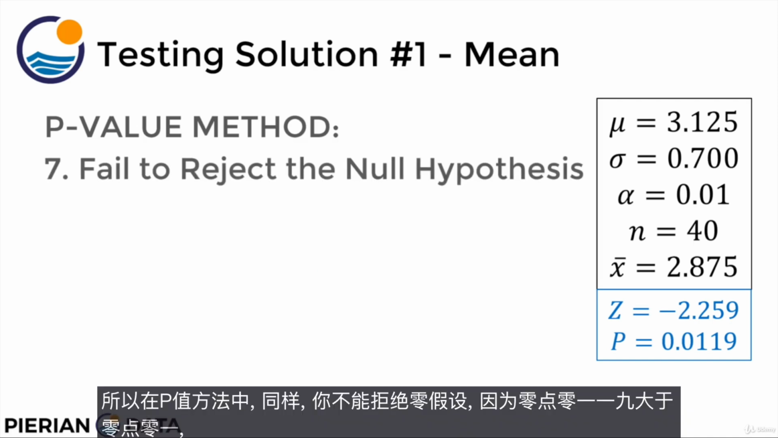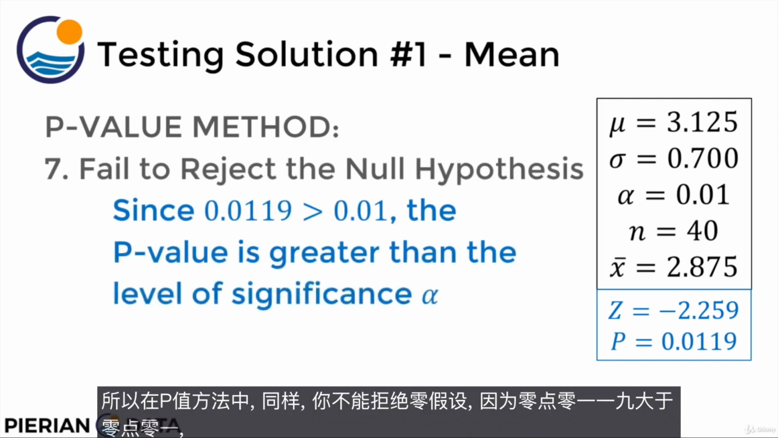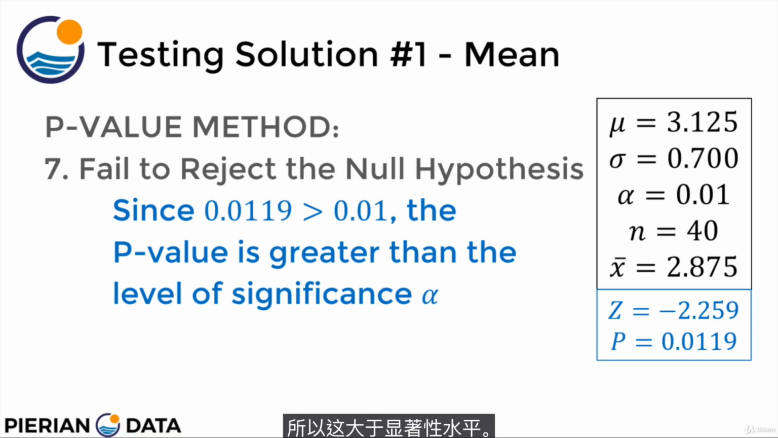So with the p-value method, again, you fail to reject the null hypothesis because 0.0119 is greater than 0.01. So that's greater than the level of significance. Notice it's pretty much the same thing, as you're just going about it the other way around.